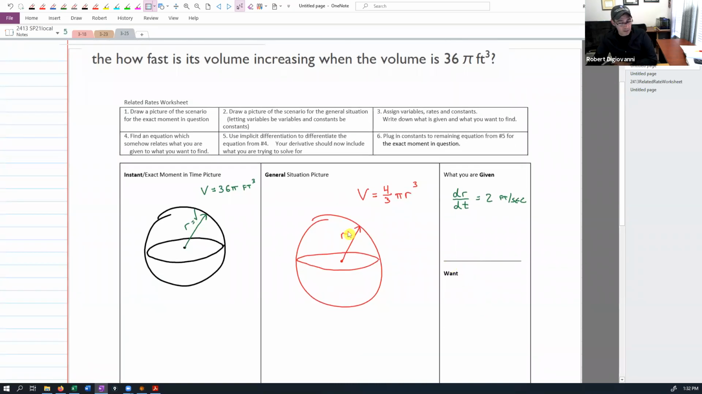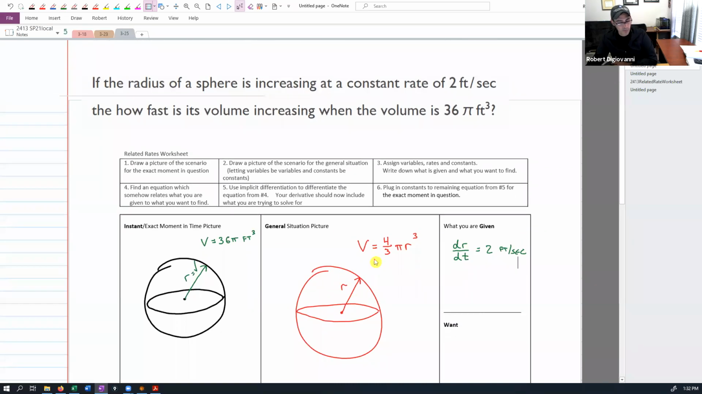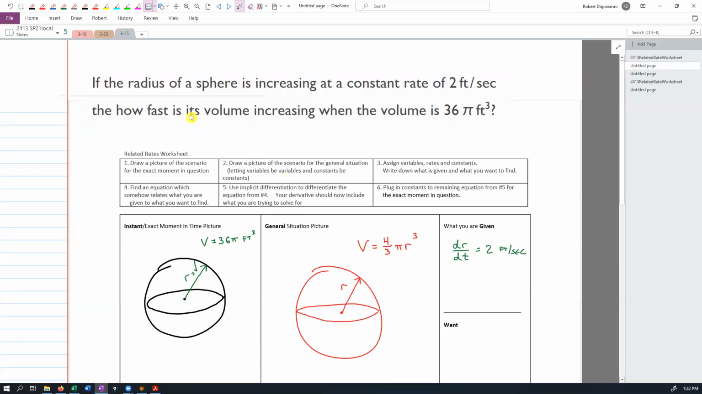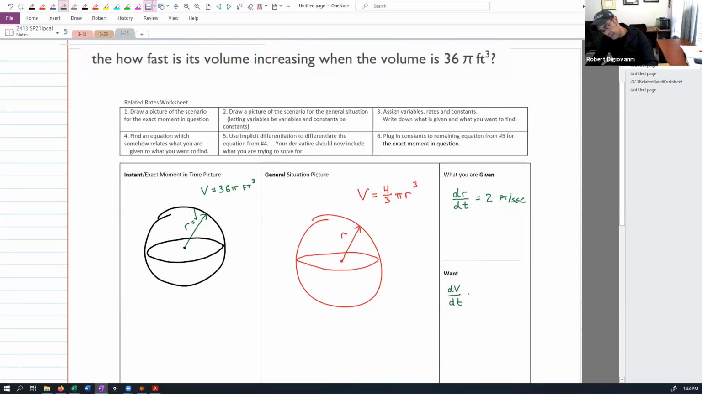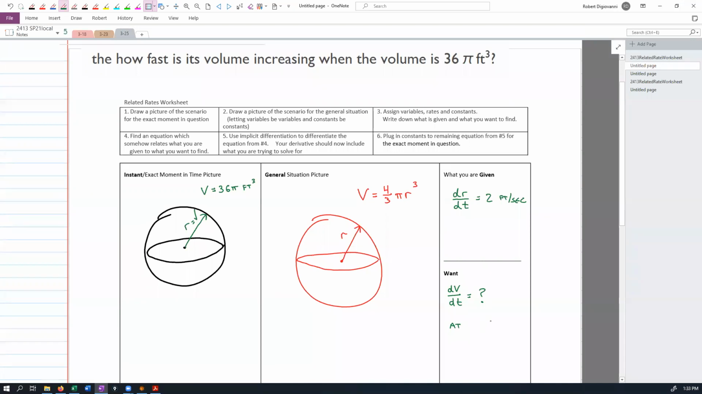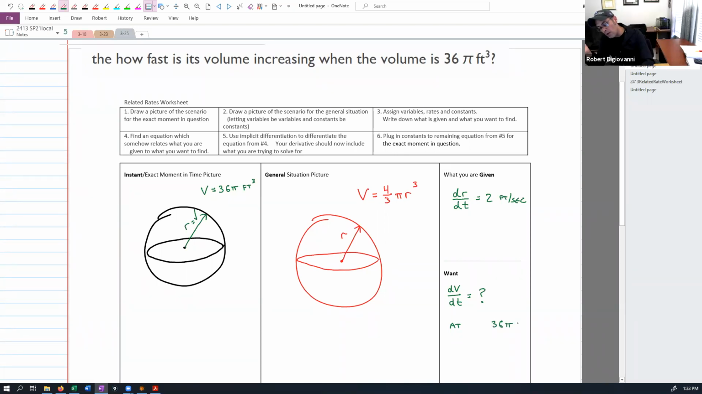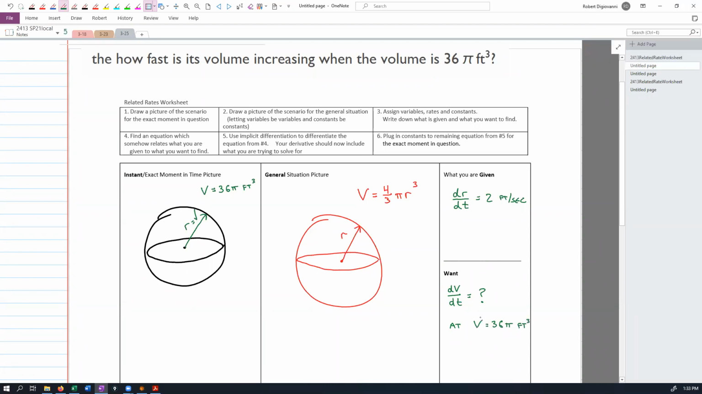Now, what do you want to know? How fast the volume's moving. Okay, so you want the rate of change of the volume, don't you? How would we write that as a derivative? So that would be dv over dt. And that I want to know, right? And when you're writing down what you want to know, you also write at the moment we're talking about. So at what moment in time? At 36 pi feet cubed. Yes, at 36 pi. Now, what's 36 pi? That's the volume. So at v equals 36 pi.